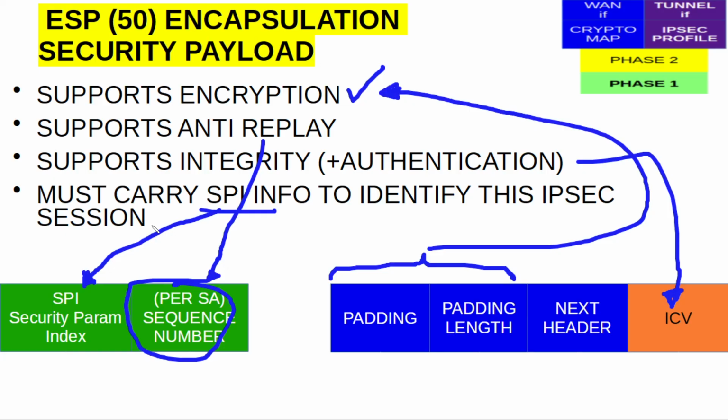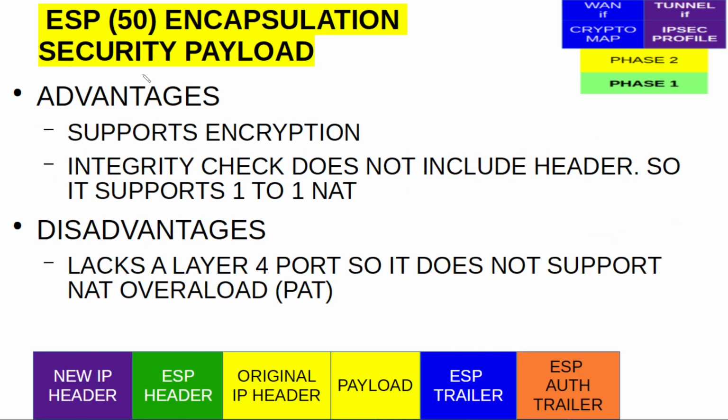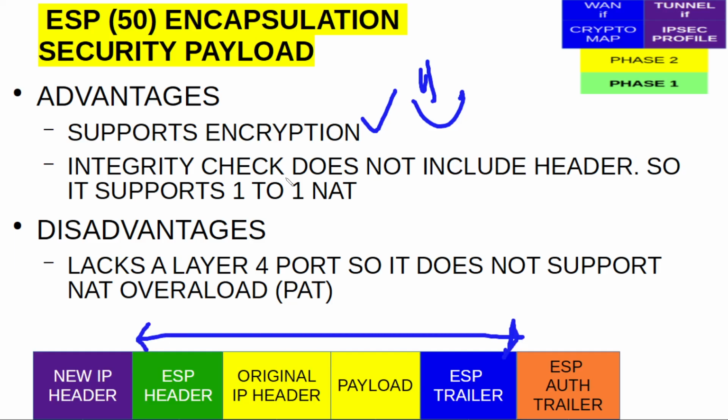IPSEC conversations. So the advantages of ESP is that it supports encryption, given the integrity check does not include the header. It supports one-to-one NAT, so that is good. But given we don't have a layer 4 header here defined by IPSEC, we cannot support NAT overload or PAT. So let's see how these headers look like.